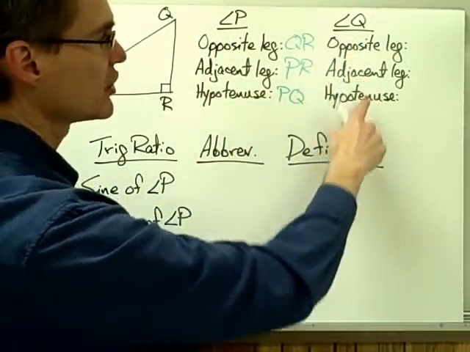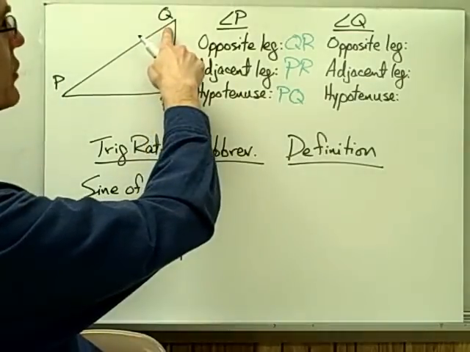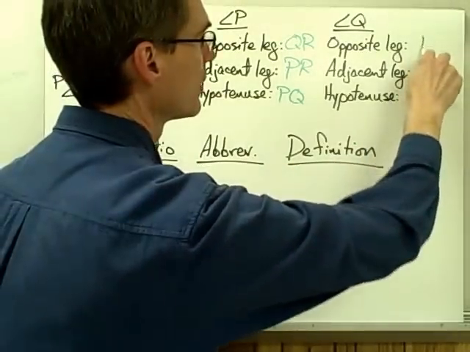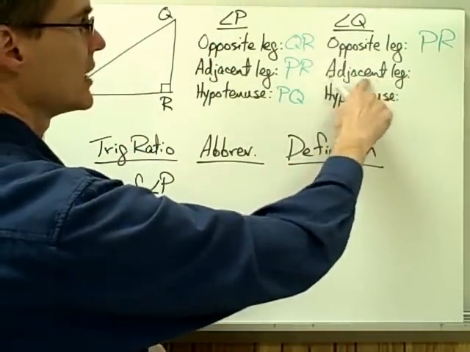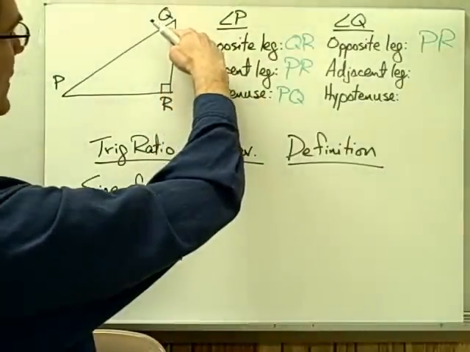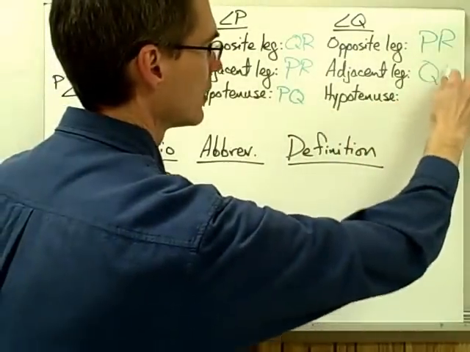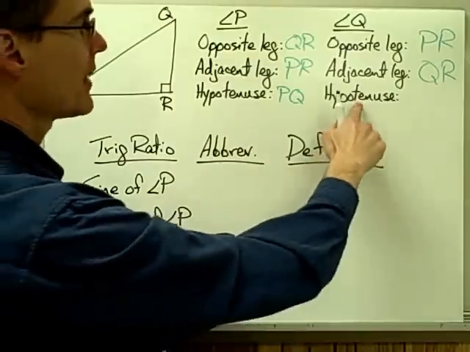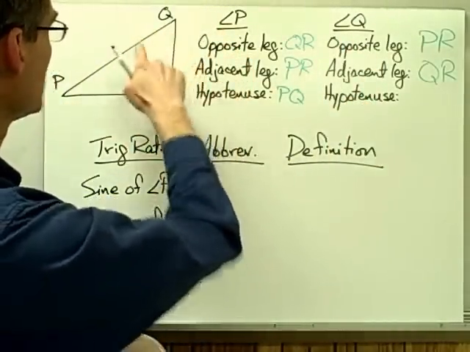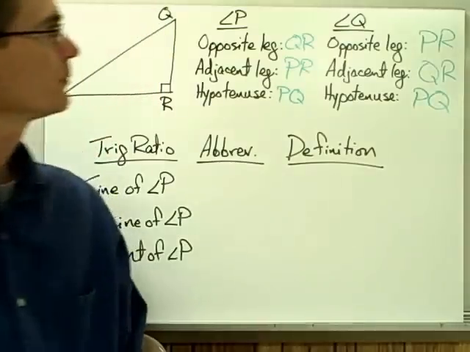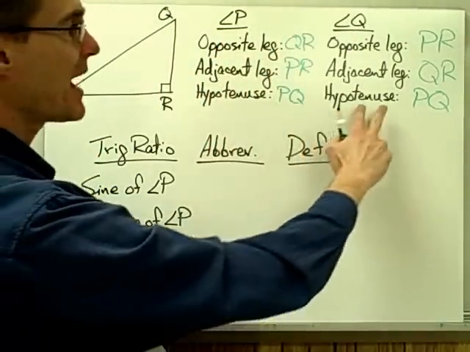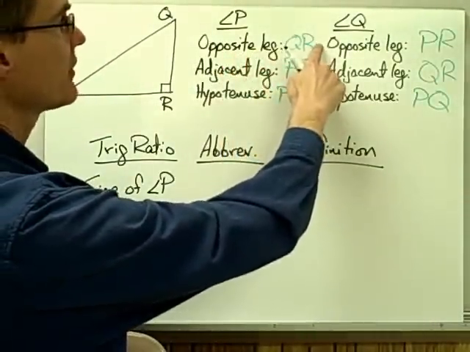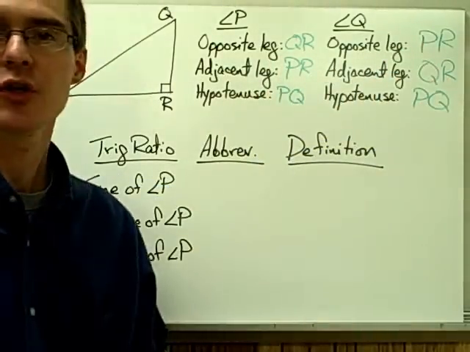Well, let's identify the opposite leg, adjacent leg, and hypotenuse for angle Q. So here's angle Q. The leg opposite angle Q is this leg here, that's leg PR. The adjacent leg, the leg adjacent to angle Q, is going to be QR. And again, notice it must be QR because PQ is not a leg, that's the hypotenuse. The hypotenuse for angle Q is the same as the hypotenuse for angle P, which is PQ. So, notice that for angle P and angle Q, the hypotenuse is always the same. There's only one hypotenuse for a right triangle, but the opposite leg and the adjacent leg are different for angle P than they are for angle Q.